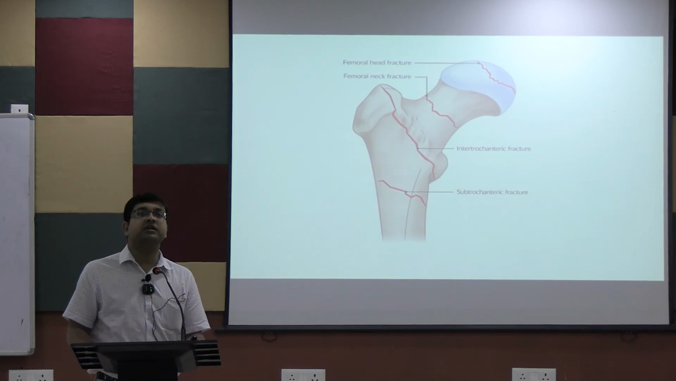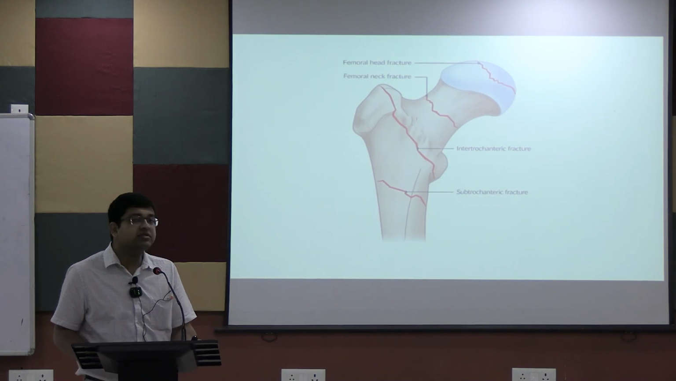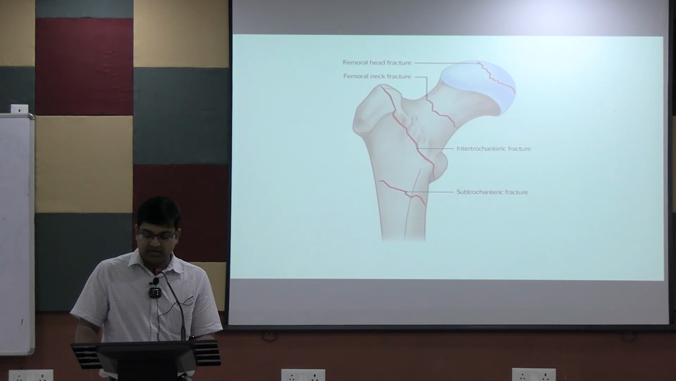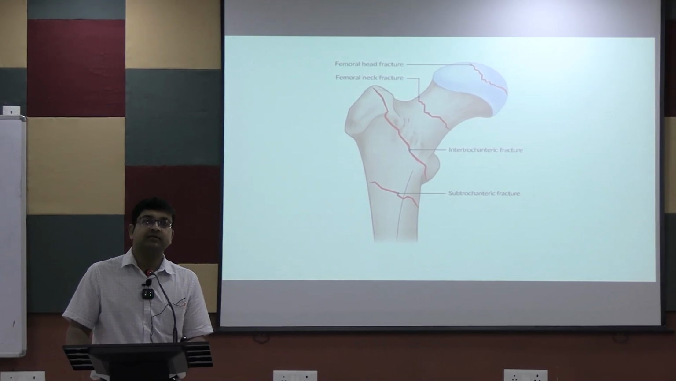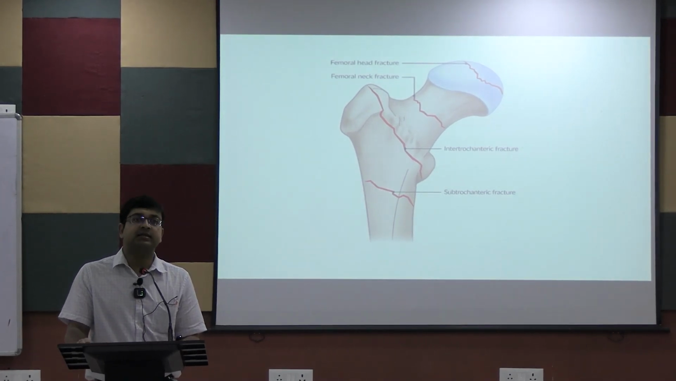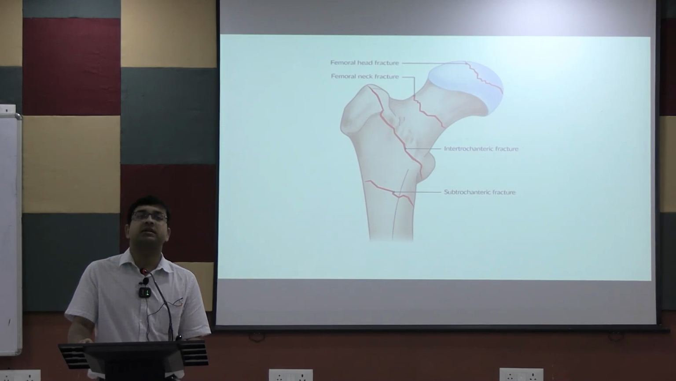Next is intertrochanteric femur fracture. So what is intertrochanteric femur fracture? It means the fracture line extends from GT to LT, greater trochanter to lesser trochanter. That is intertrochanteric femur fracture.